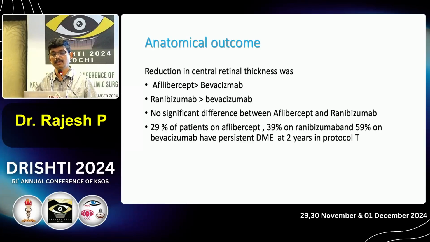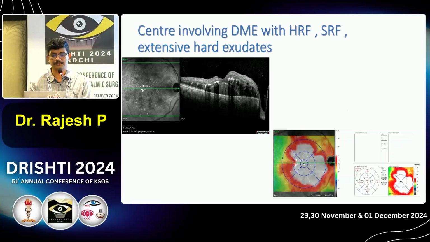So probably the persistence of the macular edema in the bevacizumab group explains the poor visual outcome in patients who received bevacizumab injection. It again emphasizes that the resolution of macular edema, or anatomical outcome, is equally important to have a good visual outcome.